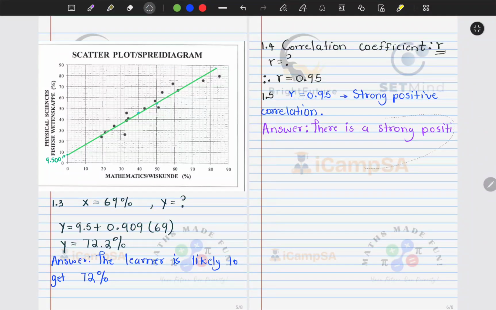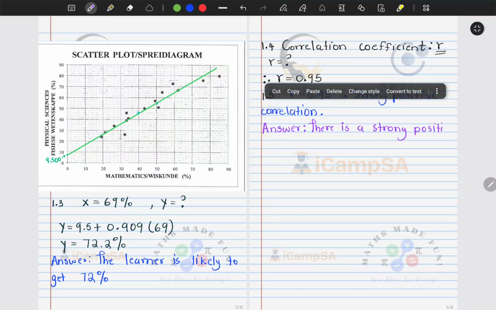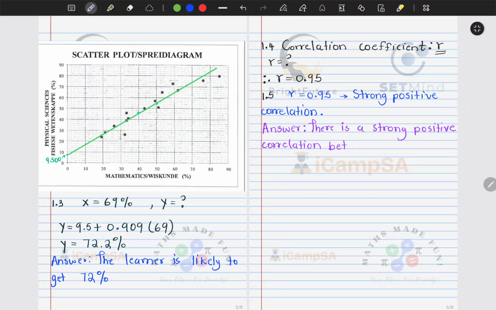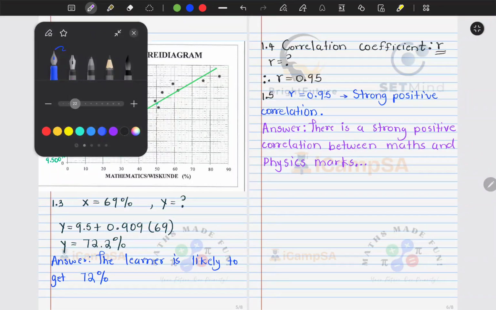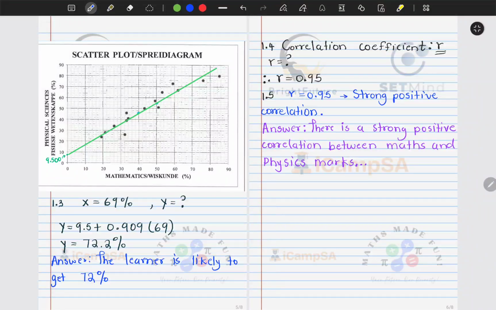Remember, we can have a strong negative correlation between data points. So we have a strong positive correlation between maths and physical sciences, as in physics and maths marks. It is that simple, guys. We are done. There's a strong positive correlation. Meaning what we get when we predict using the formula is an answer that is quite accurate, if we can use that term.